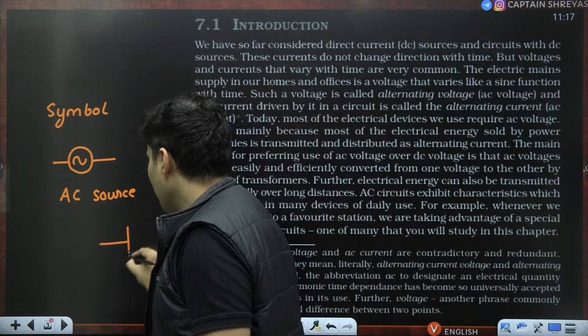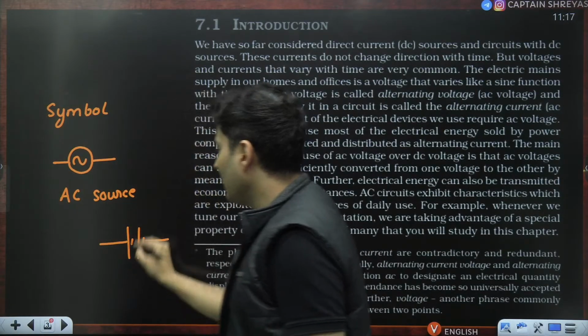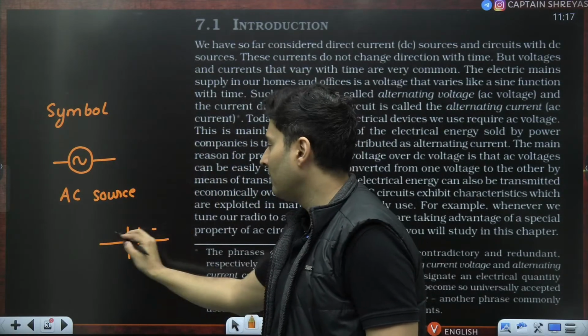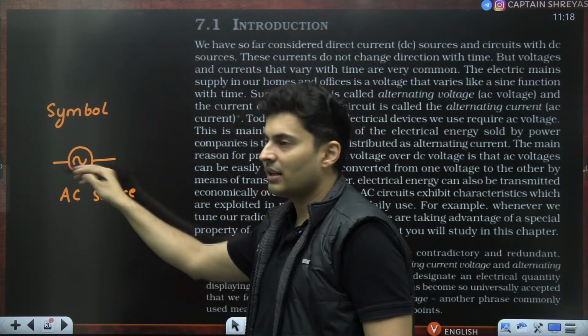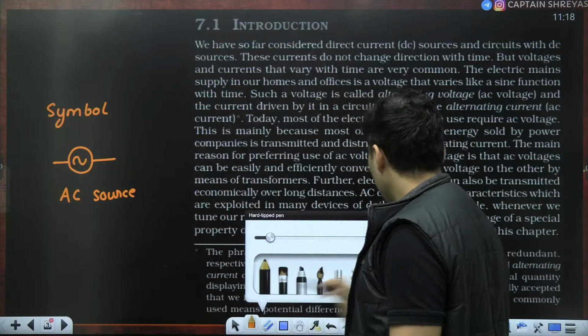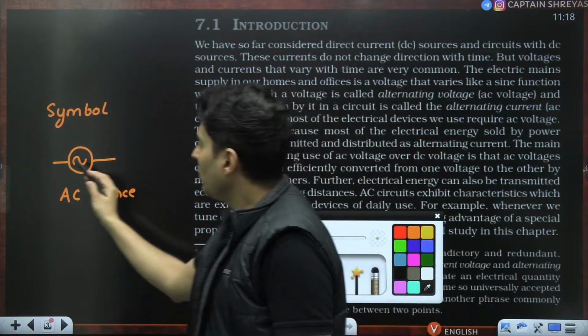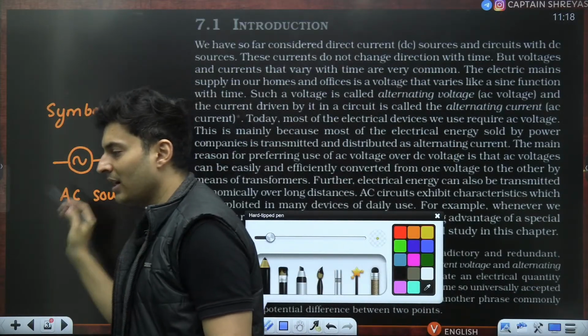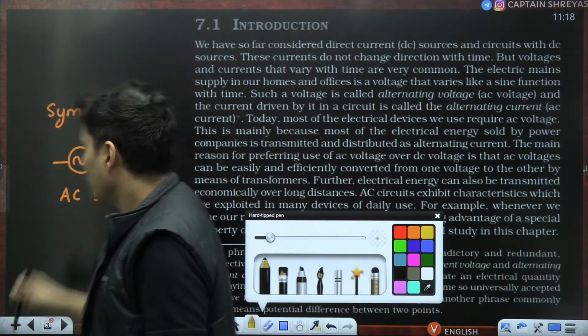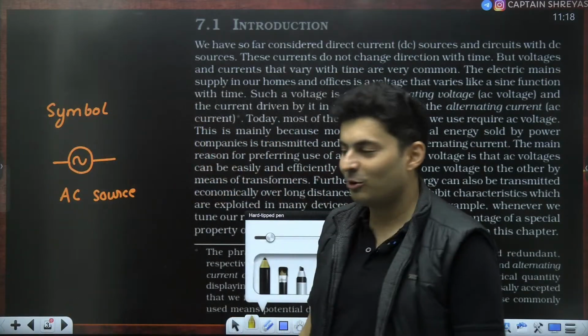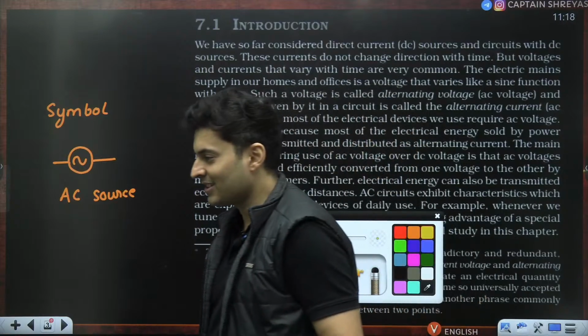For DC, remember, it was like this. You put a big line, small line, big line, small line, negative and positive. So this is for DC. For AC, it is one circle with a line like this. Who is positive and who is negative here? Can you guys quickly think and tell me who is positive and negative? Which side is positive, which side is negative? Quickly tell me in the chat box.